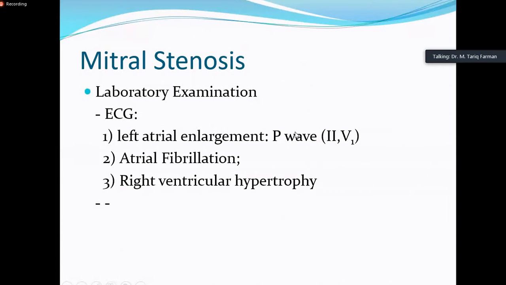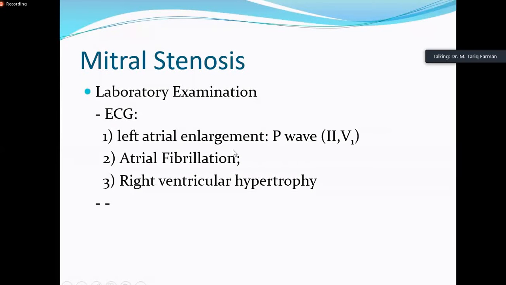So if the biphasic P wave or the tall and broad P wave over lead 2 is there, then you can diagnose left atrial enlargement. Left atrial enlargement is one of the signs of mitral stenosis on the ECG.